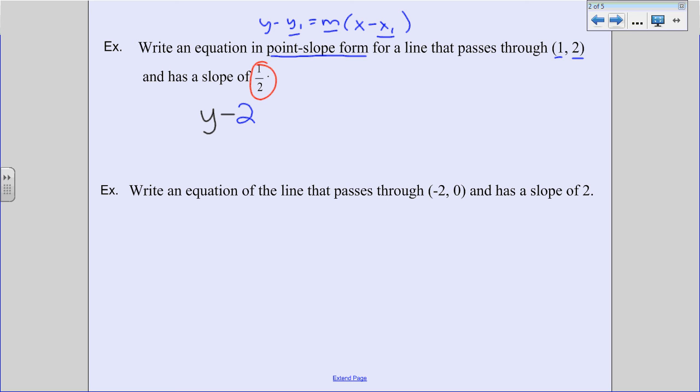equals, Michael, what needs to come next? What's after the equal sign? M, and M stands for slope. And what's the slope of this problem? 1/2. So I'm going to plug in 1/2. We then have parentheses, x minus. I need to plug in x1. Tyler Fillmore, what's the x coordinate of our point? 1.